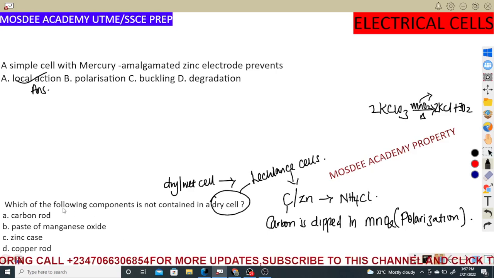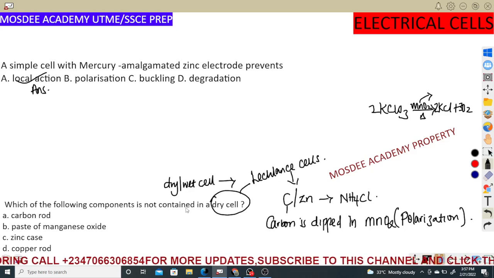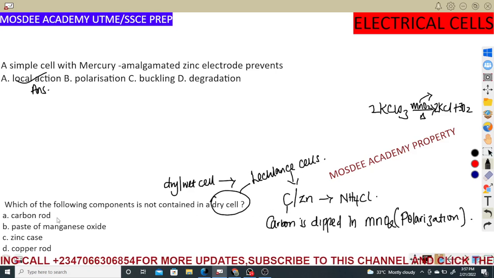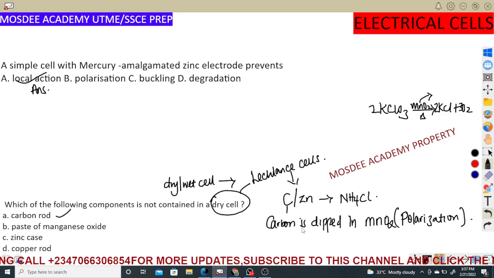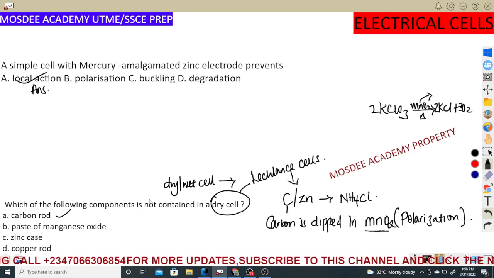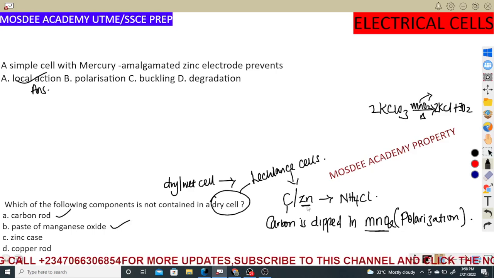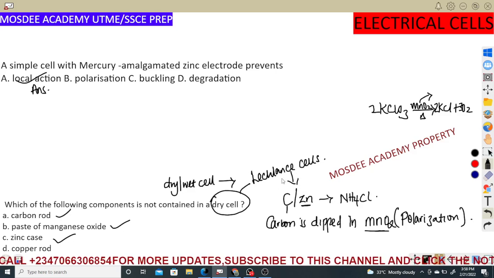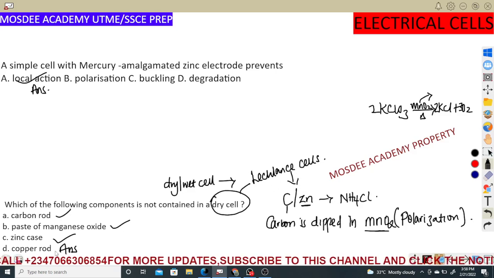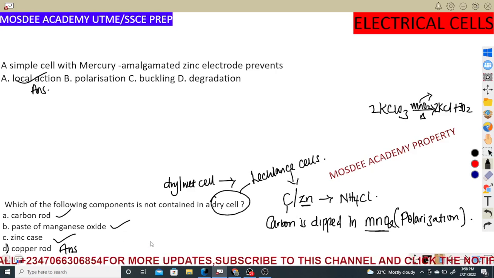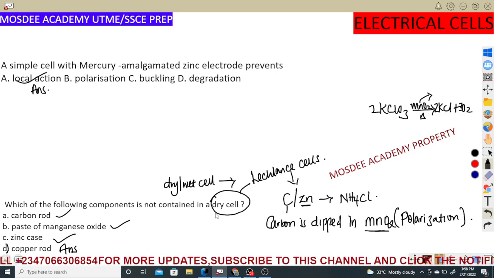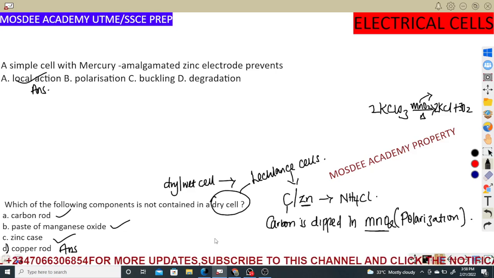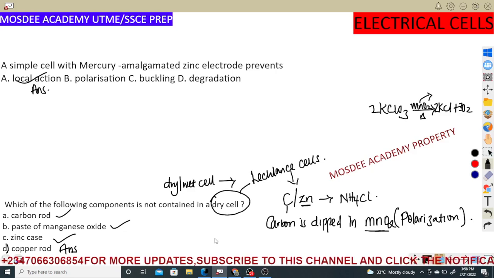Now, let's answer this question. Which of the following components is not contained in the dry cell, the Leclanche cell? Carbon rod, there is a carbon rod. Paste of manganese oxide, what do we use it to do? To reduce polarization, it is there. Zinc case, it has zinc. Copper, is there copper in this Leclanche cell? No. So this is the answer to our question. Please be careful about questions on dry and wet. Now, the electrolyte, if you want to get a dry cell, you can use yam flour instead of ammonium chloride.